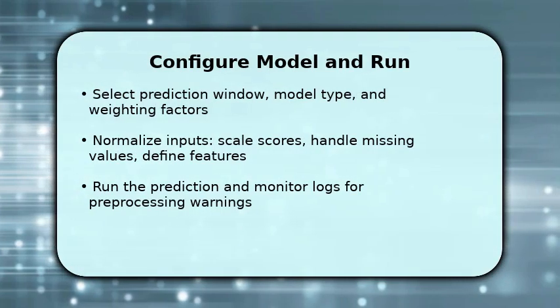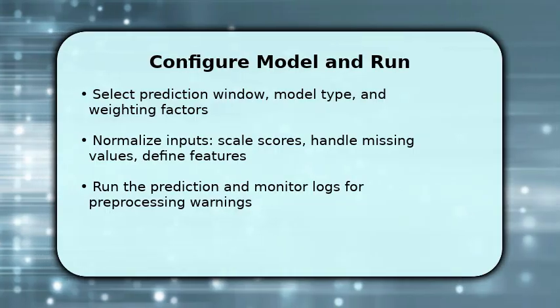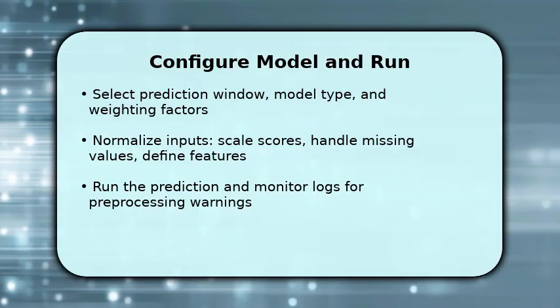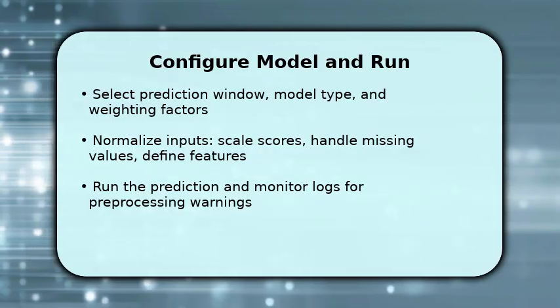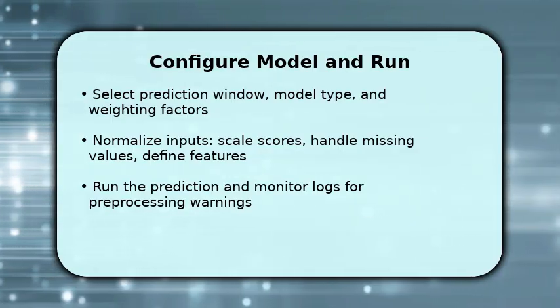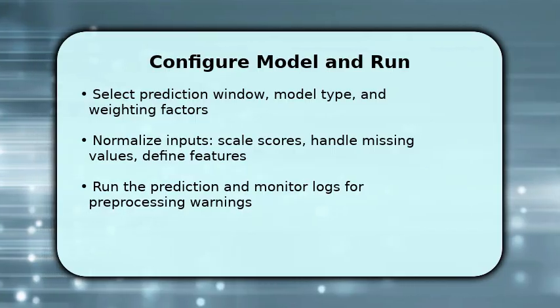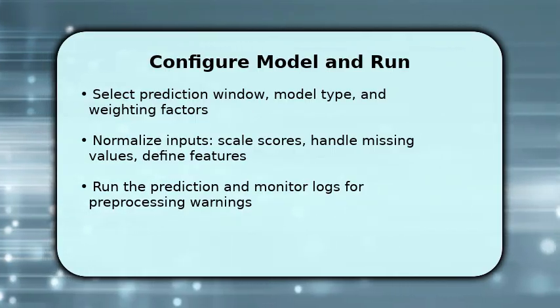Now you configure the prediction. Pick the prediction window, choose between baseline or adjusted models, and set weighting for assignments versus exams. Once configured, normalize inputs, scale scores, impute or exclude missing values, and define feature columns like attendance or participation.